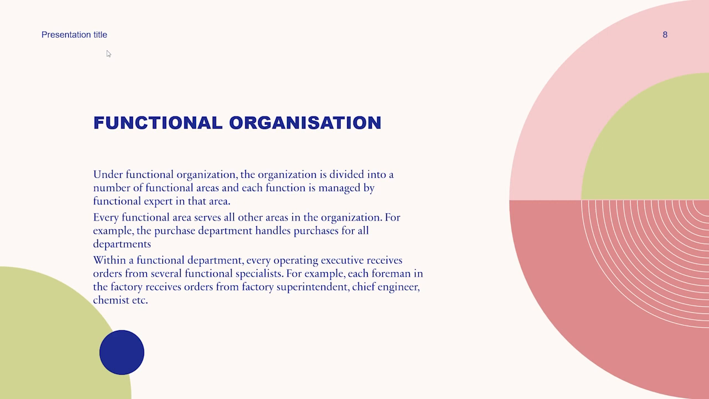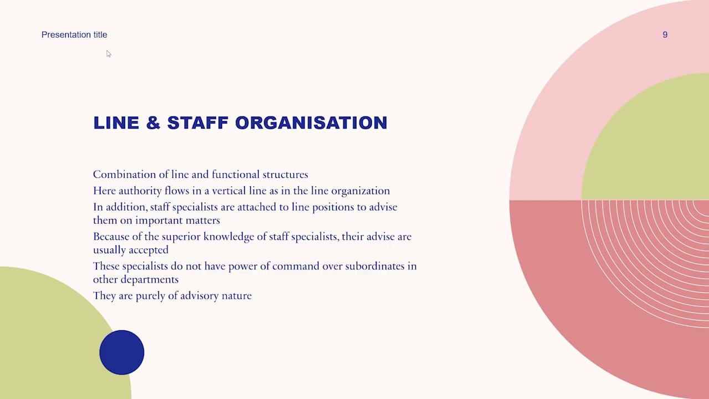Now we can go to the line and staff organization. It is a combination of line and functional structures. The line and staff system divides the work of administration of business units into two broad divisions, viz. line, which is responsible for the actual performance of work, and staff, which is responsible for planning.